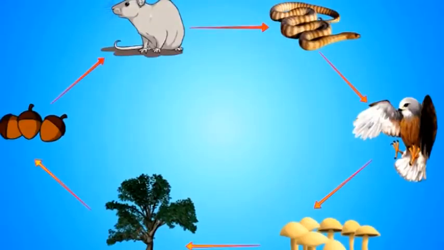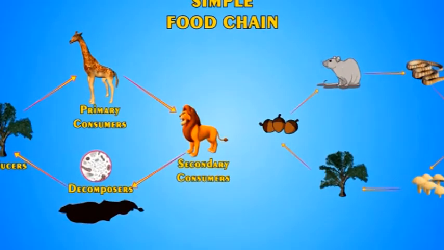Let us see another food chain. Here, rat eats acorns fruit, which comes from plant, and snake eats rats. Eagle eats snake. Eagle dies. It gets decomposed, and plants use decomposed nutrients to produce fruit. The food chains which we saw, which have one producer, one primary consumer, and one secondary consumer, are called simple food chains. Actually, life is not so simple.